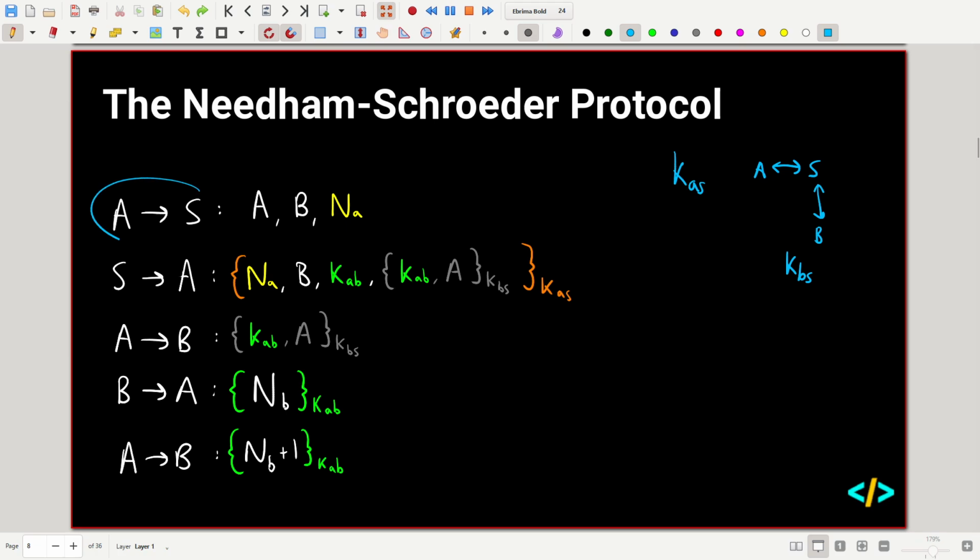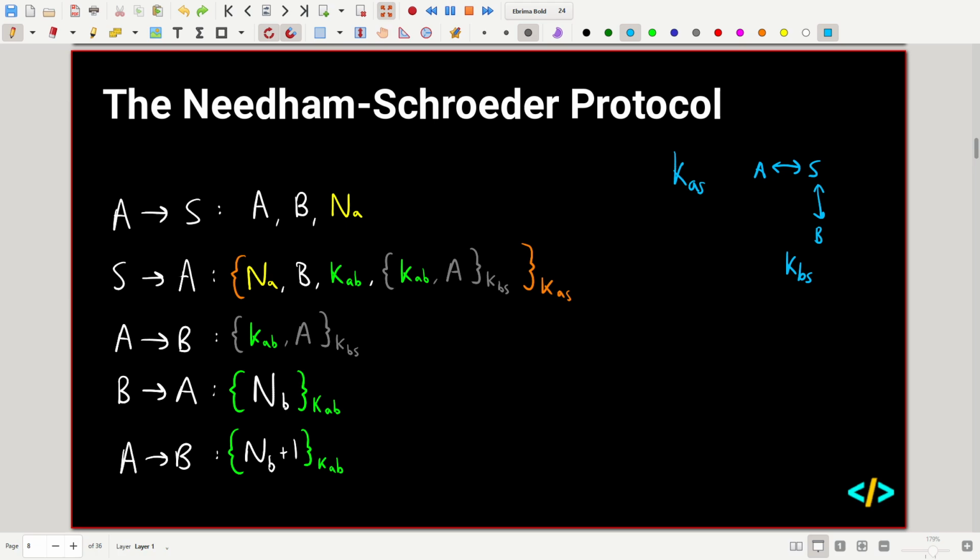So the idea is A will send to S who they are. So A will be like, hey, I'm A. I want to talk to B. And A will also send a nonce in this first message. So this is a number which A will randomly generate and send to S. S then responds with, and note all of this is encrypted with this key here, KAS. S responds with NA, so that's the nonce that A sent. B, so that's who A can talk to. A wants to talk to B. And also a key, which A can use to talk to B, KAB.